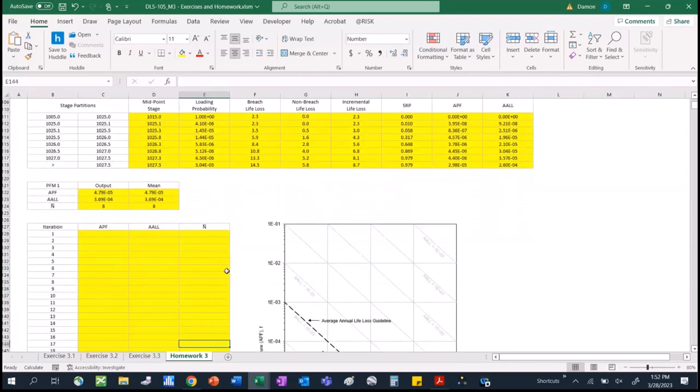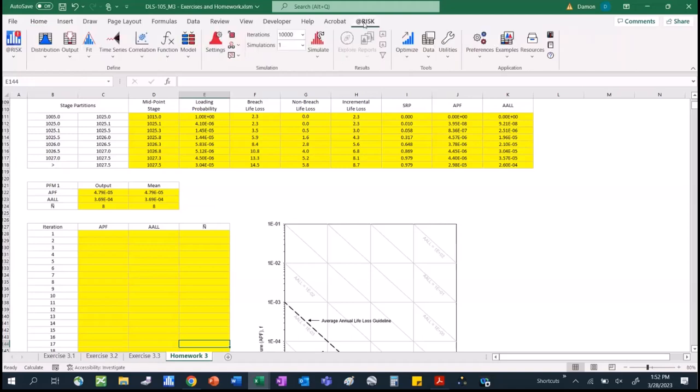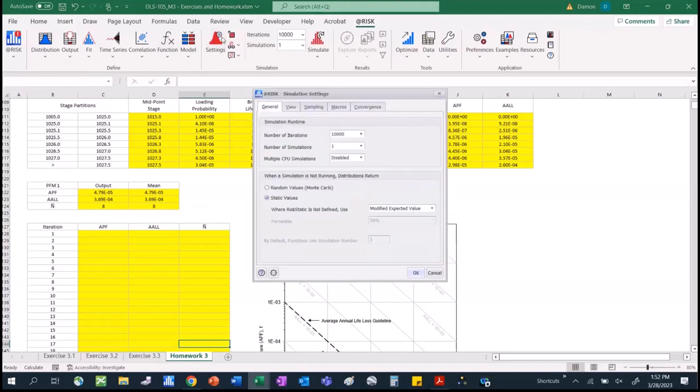All right. So now we're at a spot where we can run the at-risk simulation, and then after the run, we'll go through and we'll call the data for the different iterations. So I think it's good practice to always check your settings for your simulation before you run it, just to make sure things are set up the way you want.